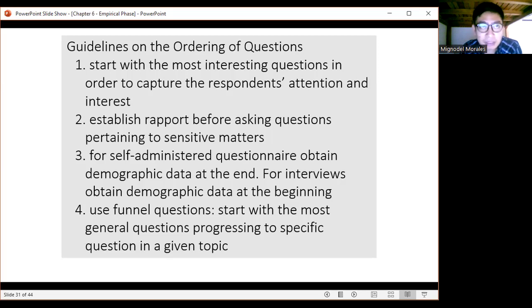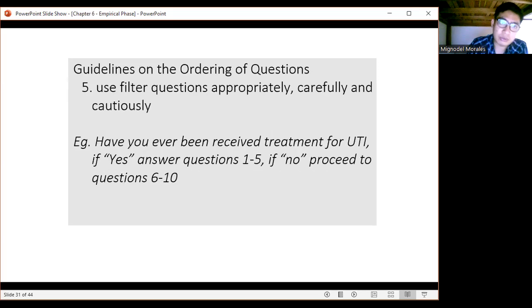Again, this is not prescriptive. Hindi lahat kinukuhanan ng demographic profile, because you must prove that this demographic profile has an effect or must be included in your paper. Kung hindi naman, bakit mo kukunin yung demographic profile, no? Use funnel questions, start with the most general, progressing to a specific question. Okay? Use filter questions appropriately, carefully and cautiously.